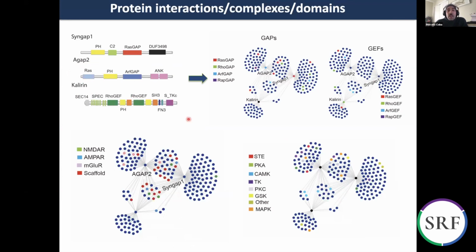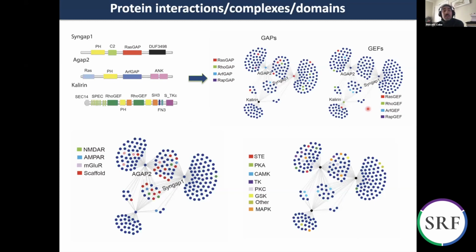You can do immunoprecipitations and protein interaction for each one of them, and we have for many other RAS GAPs as well. This is just an example of these 3, trying to describe the protein interaction network for all of them. You can see in this graph, with the color code, that different GAPs and GEFs are components within the same protein interaction network.